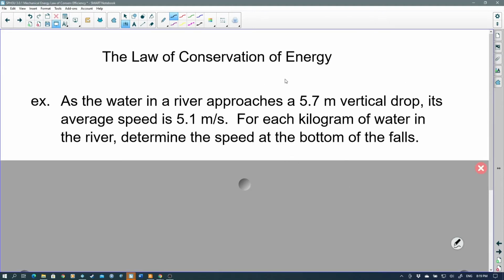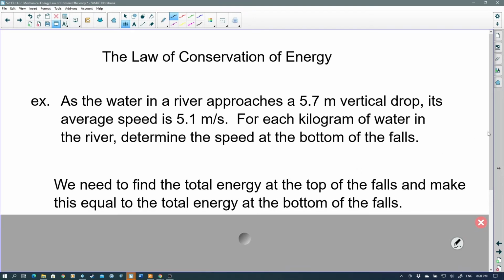So let's take a look at a scenario where we're talking about the law of conservation of energy. Again, energy can only be transformed, right? So this question is saying, as the water in a river approaches a 5.7 meter vertical drop, its average speed is 5.1 meters per second. For each kilogram of water in the river, determine the speed at the bottom of the falls.